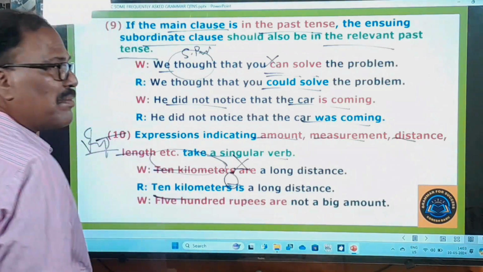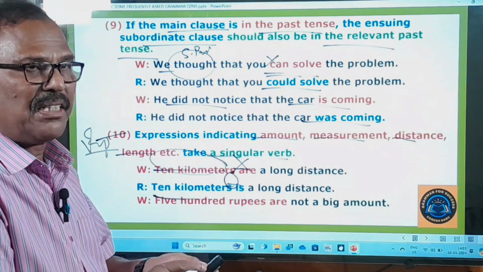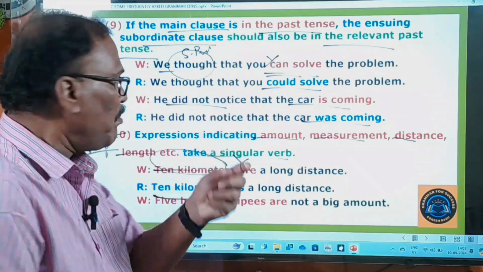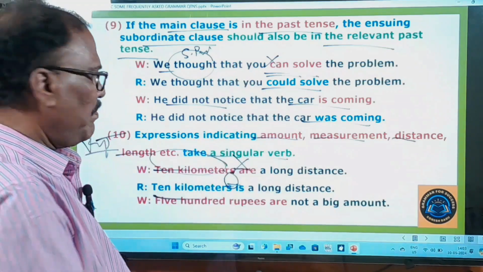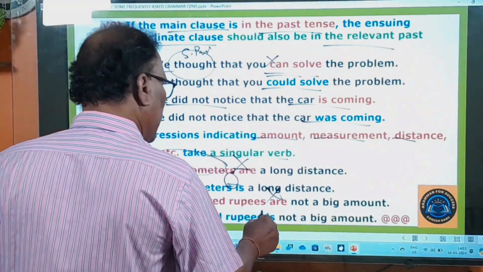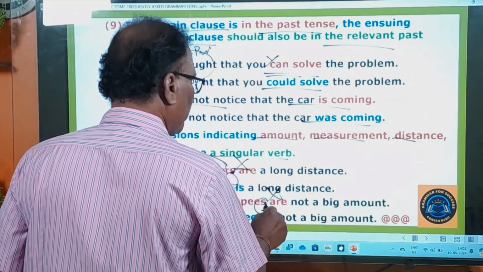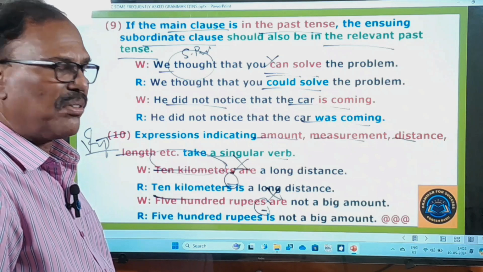500 rupees. Of course, that looks to be a plural expression, but in the English language, it is taken as a single unit. Therefore, you cannot say, 500 rupees is not a big amount. So, please keep this rule in your mind, and let us go to learn other important rules.